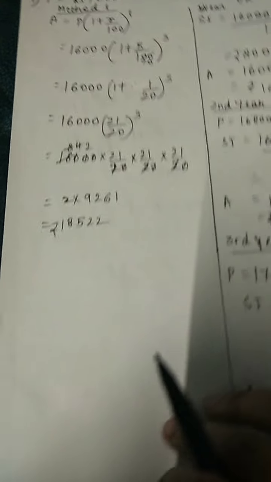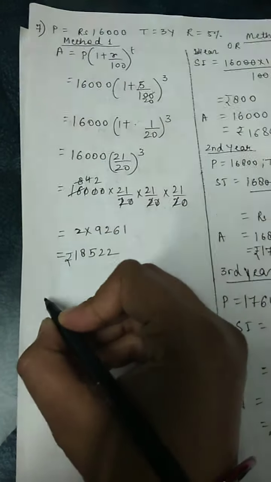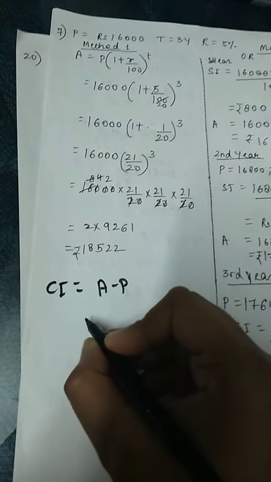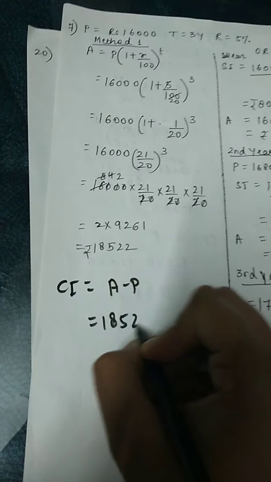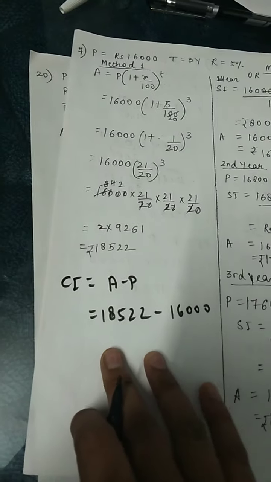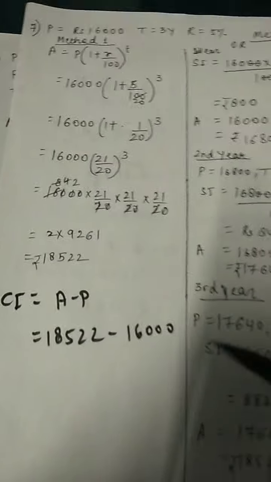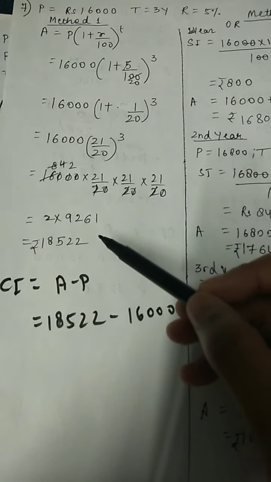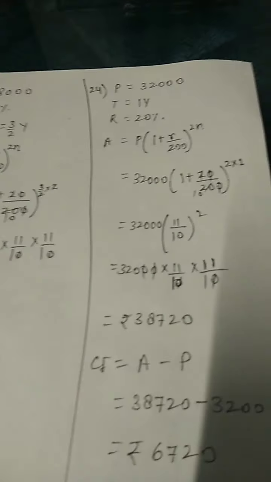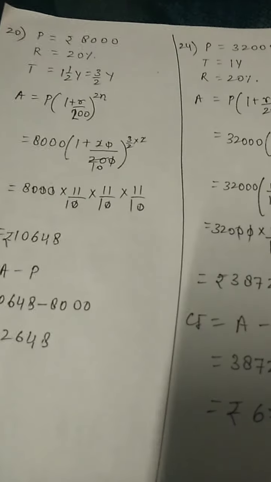Suppose in this question it had been asked to find the compound interest. For compound interest we would have just subtracted P from A, that is 18,522 minus 16,000, and we would have got the answer as the compound interest. But in this question they have only asked about the amount, so we will stop here. Okay students, this is not a tough thing that you cannot understand. It's very easy. If you just practice it, you will get to know.